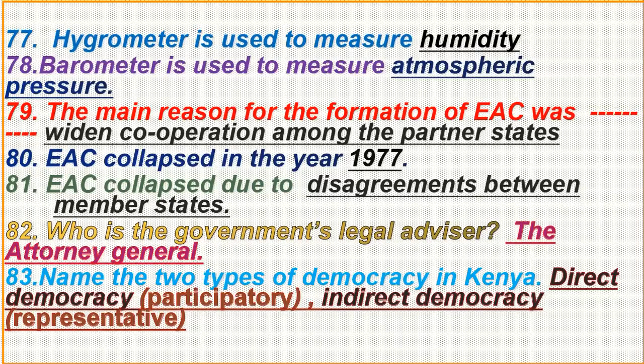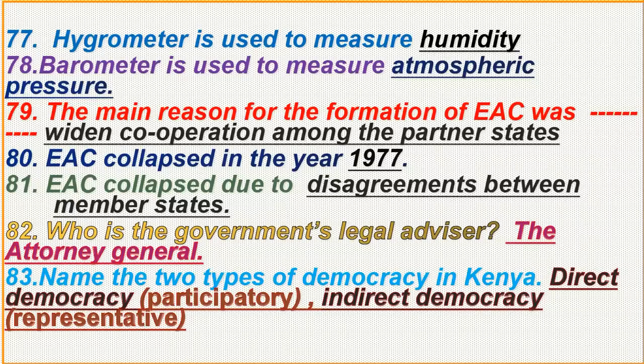Direct democracy, or participatory democracy, is when we participate in a general election, choosing our leaders. Even in classrooms, when you are choosing the prefect, you are participating in democracy. So that is direct democracy. But when you choose those leaders and they go to represent your views in parliament, that is indirect democracy. When they are representing you, it is representative, so it is indirect democracy.